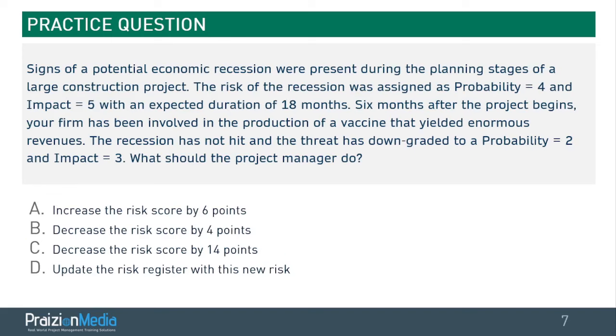Signs of a potential economic recession were present during the planning stages of a large construction project. The risk of the recession was assigned a probability of 4, an impact of 5, with an expected duration of 18 months. 6 months after the project begins, your firm has been involved in the production of a vaccine that yielded enormous revenues. The recession has not hit, and the threat has downgraded to a probability of 2 and an impact of a 3. What should the project manager do?